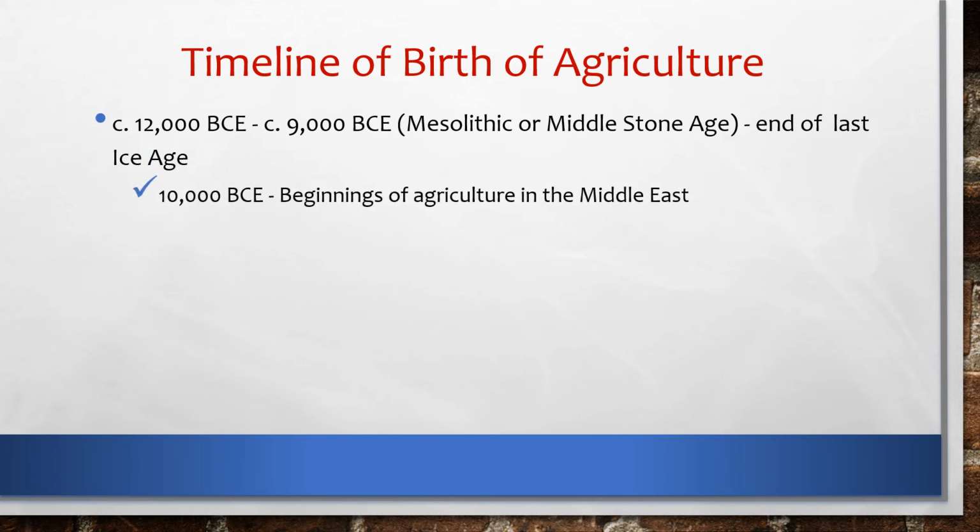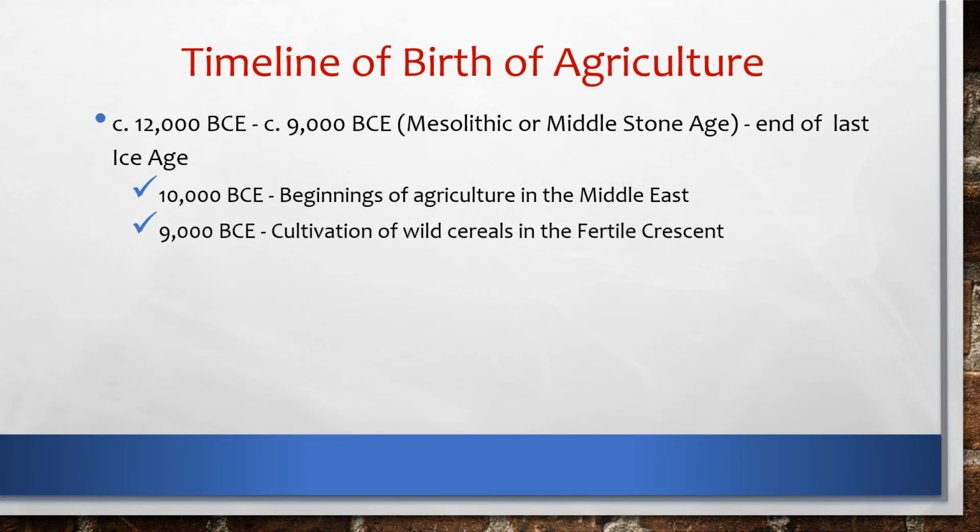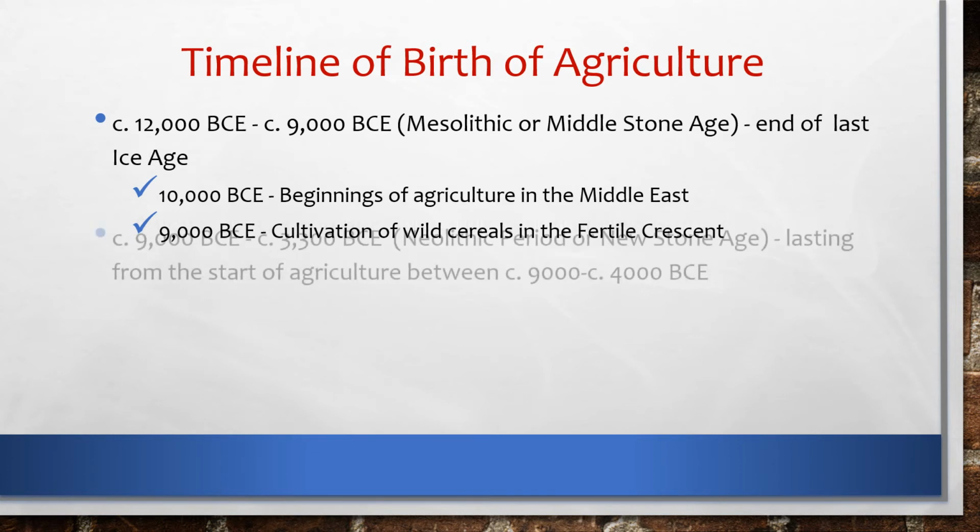So, nung 10,000 before Common Era, this was the beginnings of agriculture in the Middle East. And in the next video, okay, that I will be discussing to you is about the evolution of crops. So, dito natin makikita ang mga crops ng Middle East, okay, yung mga crops na nanggaling doon. And 9,000 before the Common Era, there's the cultivation of wild cereals in the Fertile Crescent. This is in the Middle East. So, discuss natin ito sa next video natin.